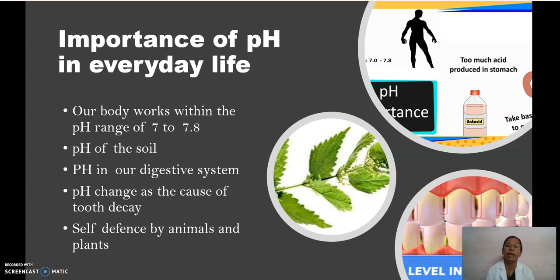Sometimes people add branches of trees and leaves under the plants, especially coconut trees. We have seen that. So why are farmers doing such things? They keep their soil in the neutral state.